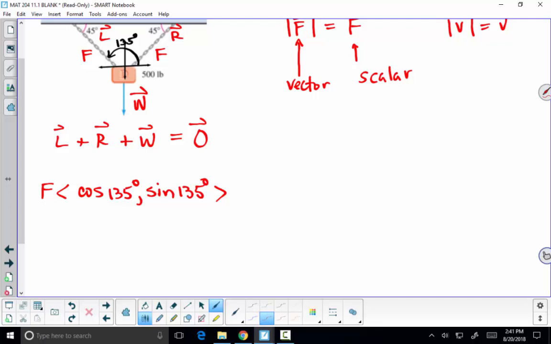Plus, the right vector has the same magnitude. So now let's form a unit vector that points in its direction. Cosine 45, sine 45.